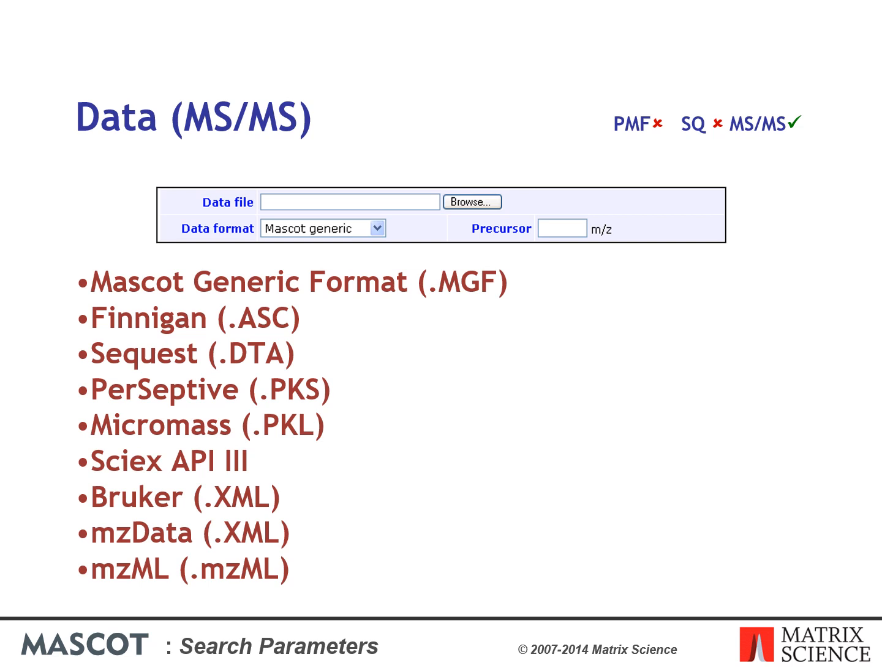Certain data file formats, SCIEX API 3, Perceptive.pks, and Brooker.xml, do not include M/Z information for the precursor peptide. For these formats only, the precursor field is used to specify the M/Z value of the parent peptide.